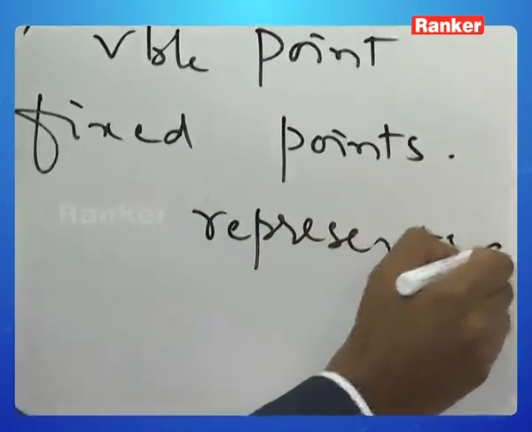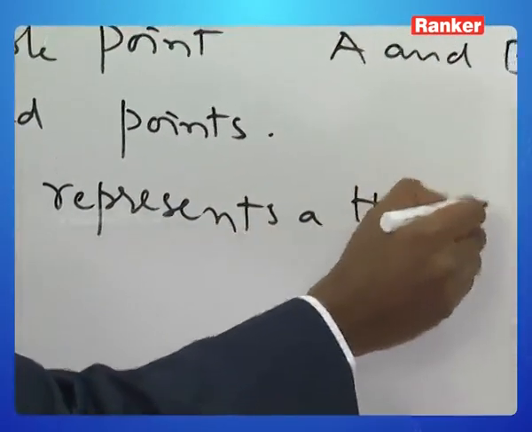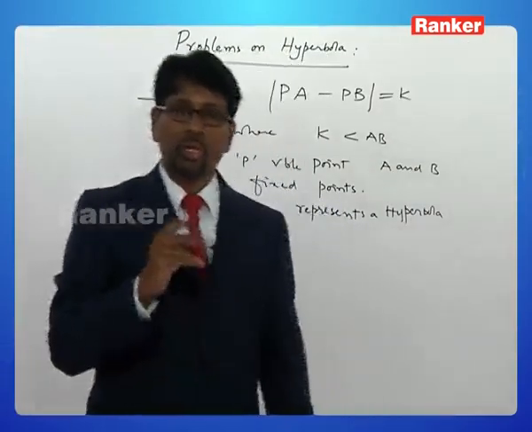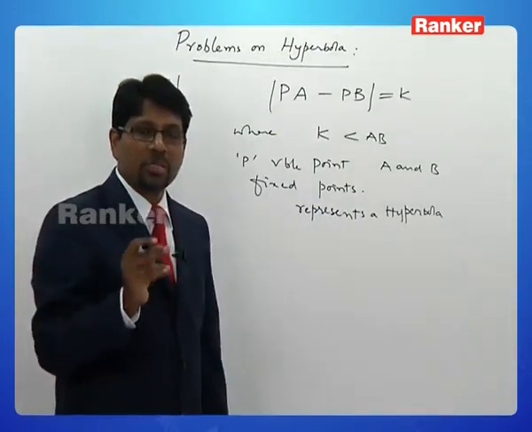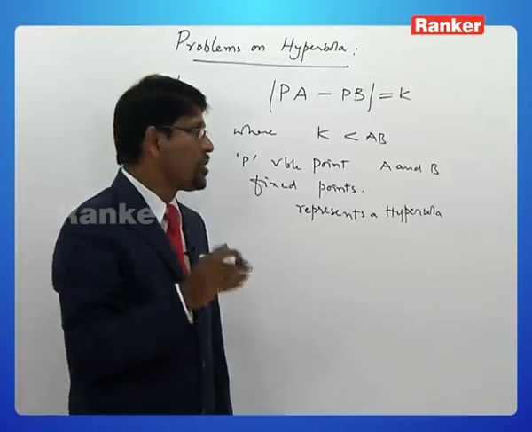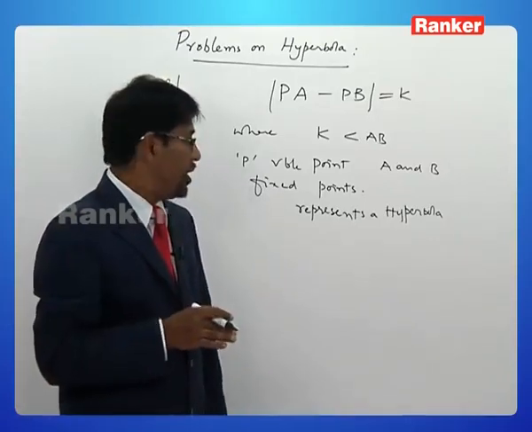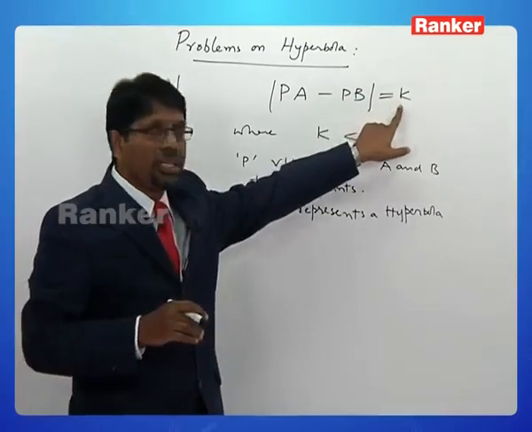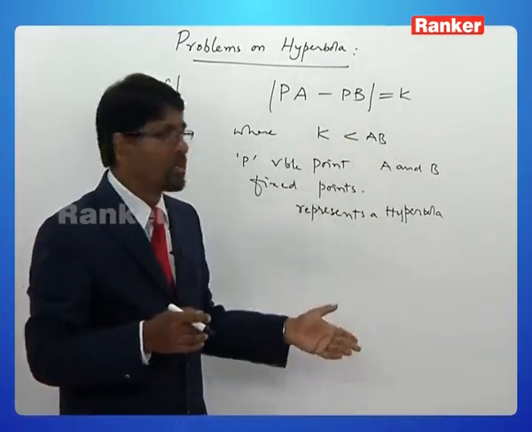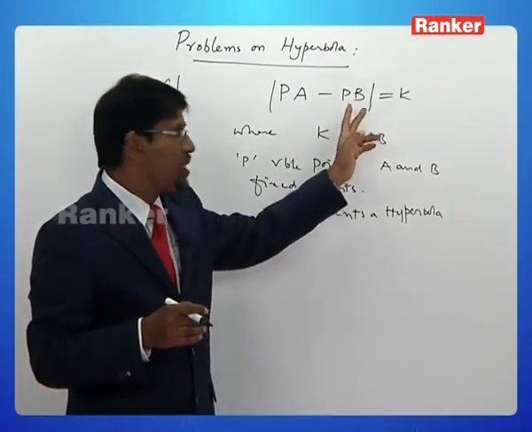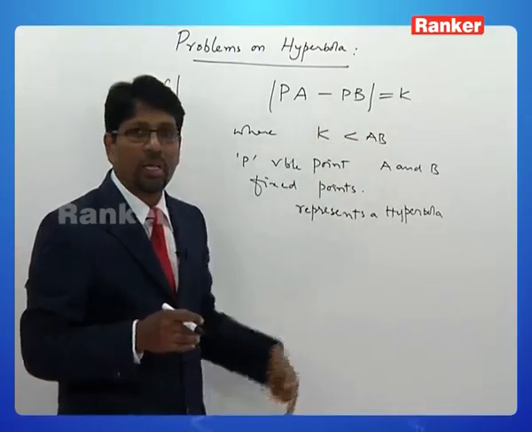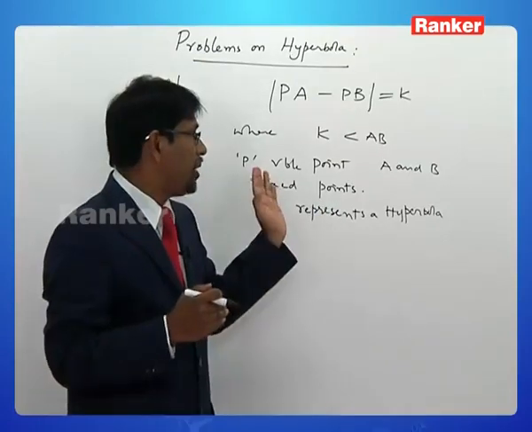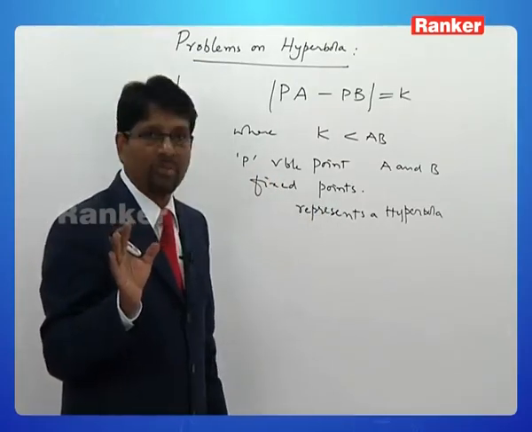This is a fact. That is, modulus of PA minus PB, P is a variable point. The locus of P said that modulus of PA minus PB is some constant k. With that constant, if it is less than AB, it represents a hyperbola. If the constant k that is given is greater than AB, it's an empty locus. If modulus of PA minus PB is k and that k is equal to AB, then it is either a ray starting from A going away from B, or a ray starting from B going away from A.